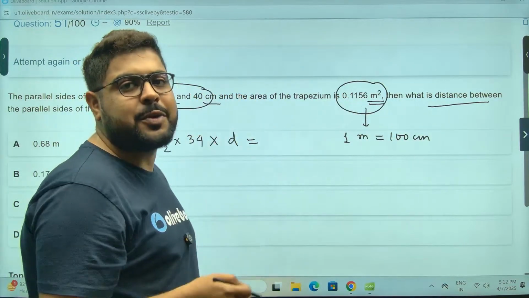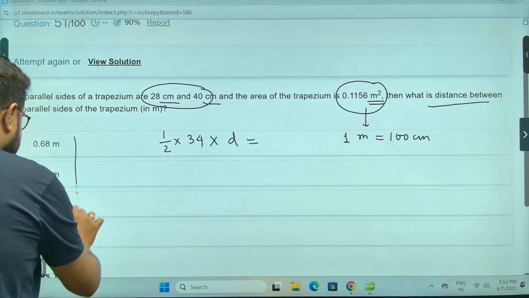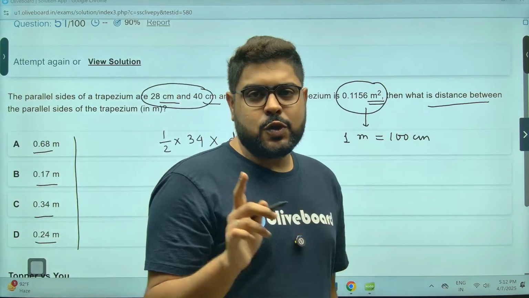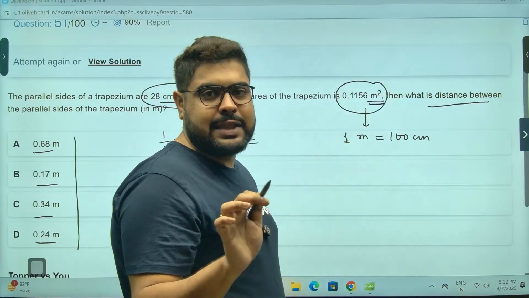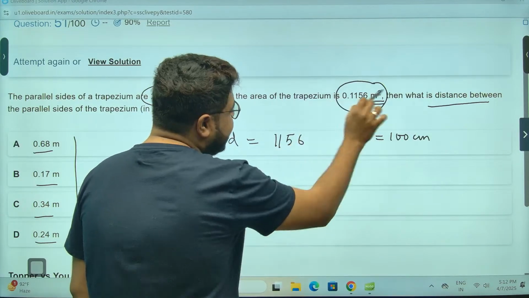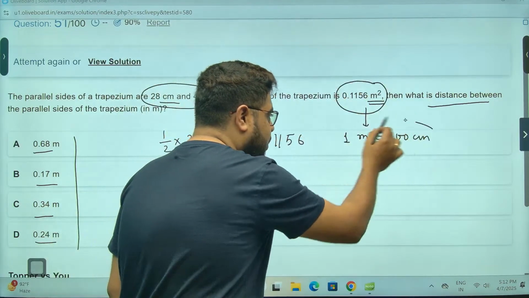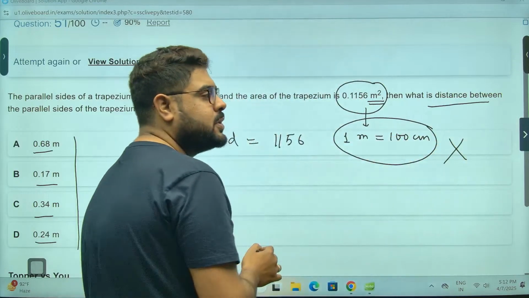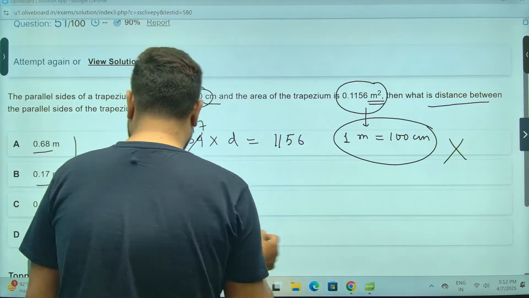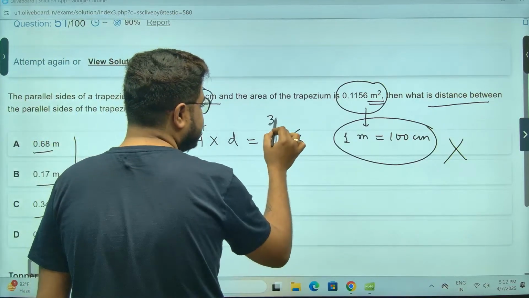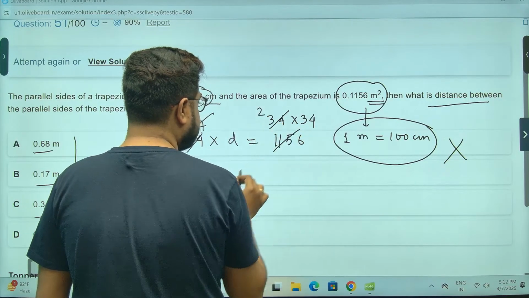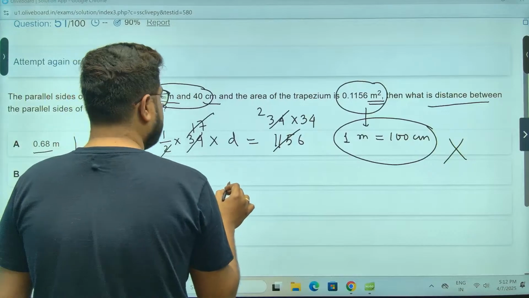But see the options. The values of all 4 options are different. So what zeros we take does not matter; we are more concerned with the value. I'm just taking 1156, and I'll not do these calculations. This is 17. Let's do a better calculation. This is 34 square, 34 into 34. So 17 twos are this, and D is coming out to be 68.